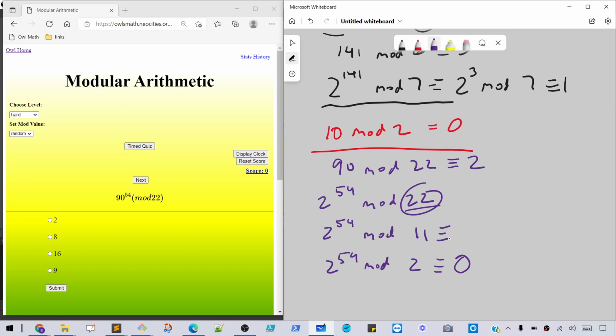For this one, 2 to the 54 mod 11, we can again use Fermat's theorem. 11's prime, so we can use p minus 1. 11 minus 1 is 10, or the totient of 11 is 10. And then just reducing 54 mod 10, we can reduce this to 2 to the 4 mod 11. 2 to the 4 is 16, and 16 mod 11 is just going to be 5.